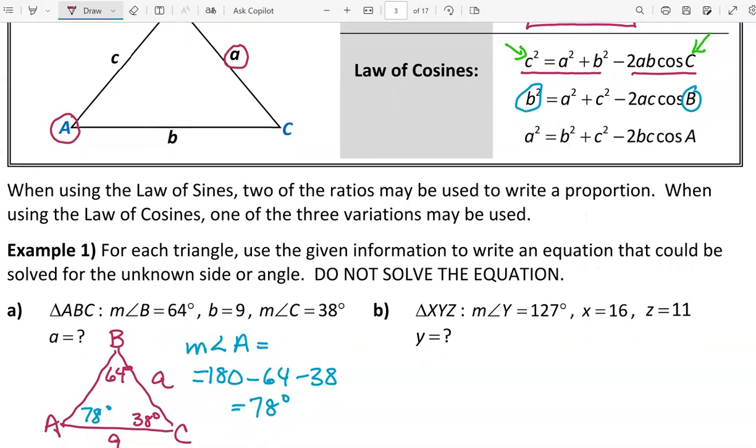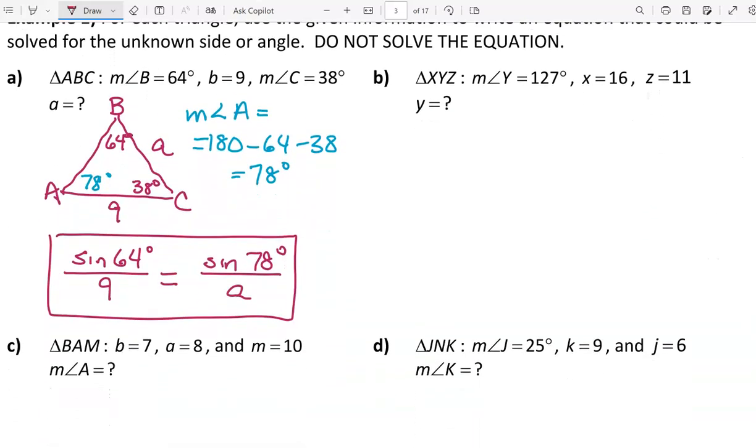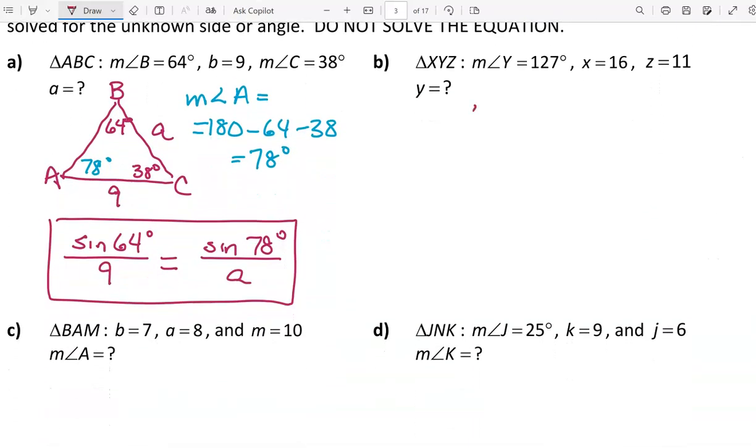Let's take a quick look at the law of cosines. In the law of cosines, I have a side squared equals another side squared plus another side squared minus 2 times the product of the sides times the cosine of an angle. So in the law of cosines, I'll be given 3 sides and 1 angle to work with to write an equation. So that's actually what's going to happen in this next example.